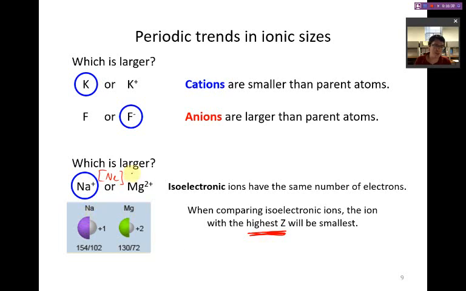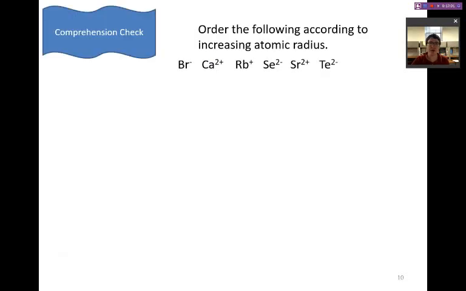In both cases, they're going to have 8 electrons. However, magnesium has 12 protons, where sodium only has 11 protons. Because of the 12 protons of magnesium, it attracts those 8 electrons more strongly than in the case of the sodium ion. All right, now I want you to try this one on your own. Pause the video and try it, and come back and I'll walk you through it.